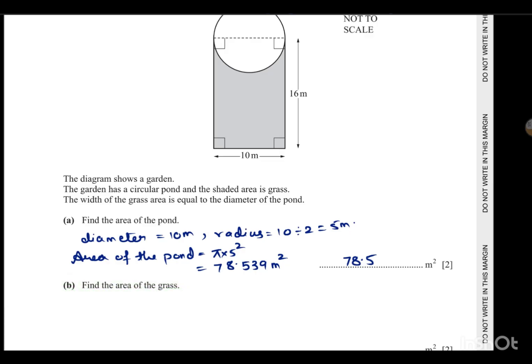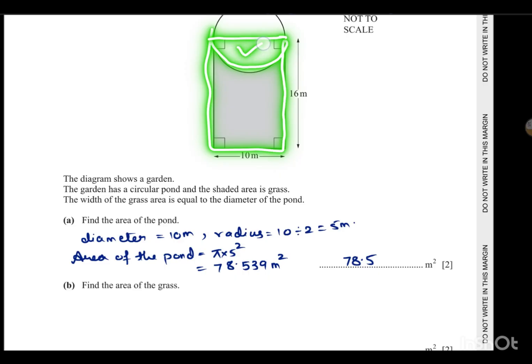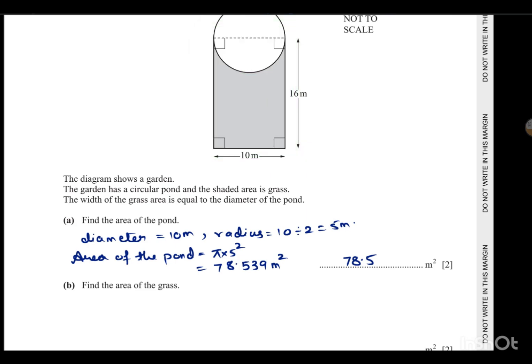Now finding the area of the grass, you have to check here that only this part is the area of the grass. So what is left out here? The semicircle from the rectangle. So here we can do area of the rectangle, subtract the semicircle area. So you can do area of the grass is equal to area of rectangle minus area of semicircle.